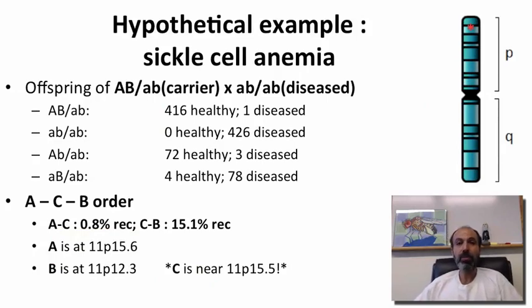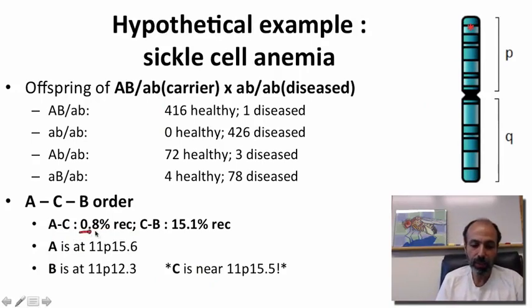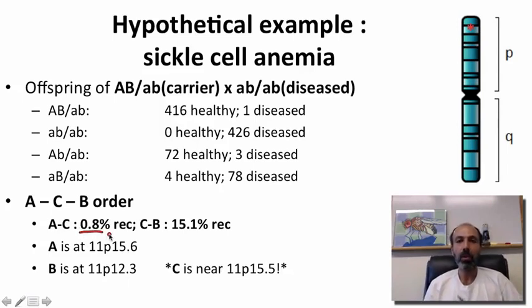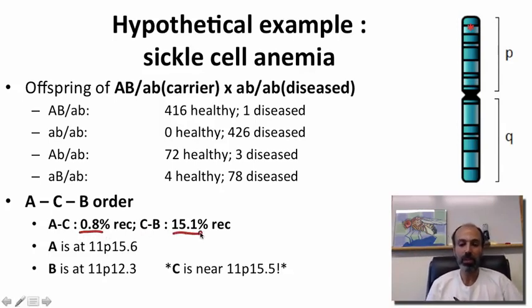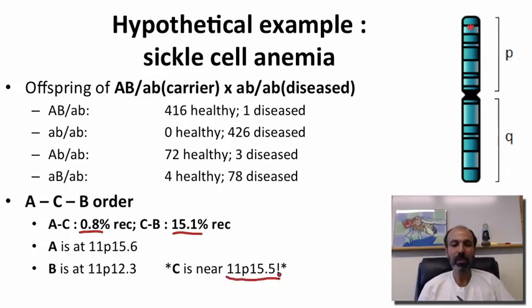Now, what we could do from those numbers you saw, and you can do this for practice if you want, you can go back and actually calculate the recombination fractions. The recombination fraction between A and C is only 0.8 centimorgans, or if you calculate it directly, it's 0.008. Between C and B, it's 15.1% recombination, or 15.1 centimorgans. So we can infer from this, since A was at 11p15.6, B is at 11p12.3, C is probably at or near 11p15.5. In fact, this gene is actually well known to be at 11p15.5. It actually has already been mapped and identified.